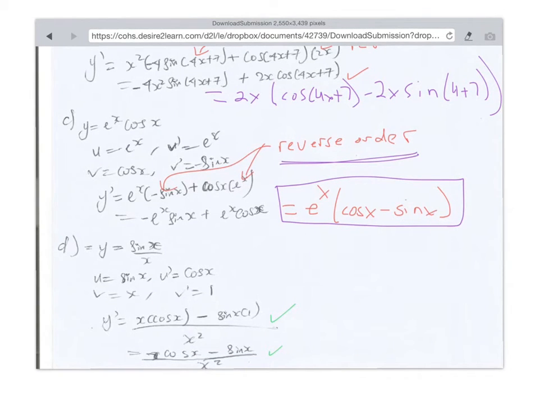For part D, you did this correctly, and I'm glad to see that you are doing the quotient rule in the correct order. You did u prime v minus v prime u over v squared, and that's perfect, and you ended up with the right answer there, so well done.